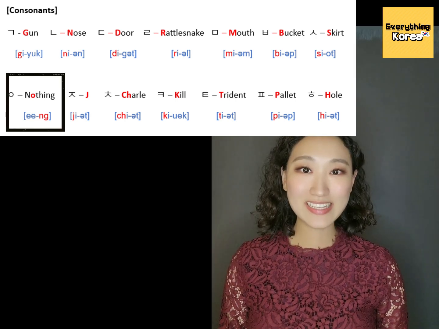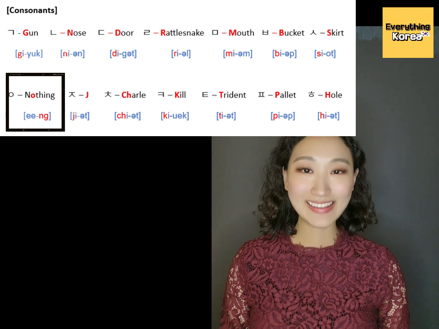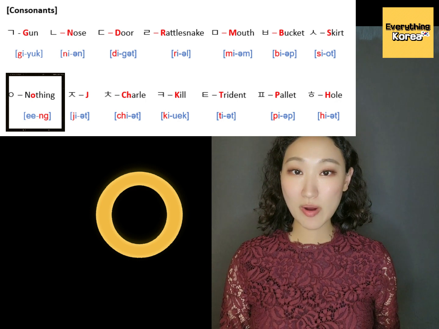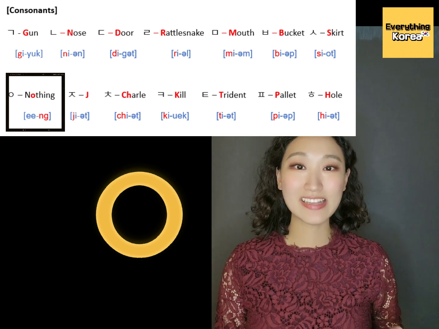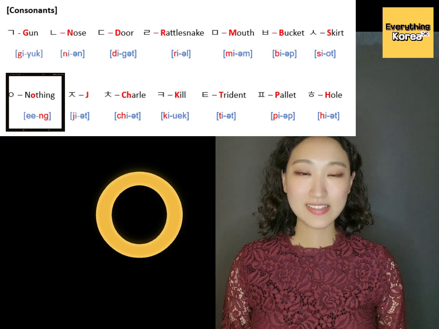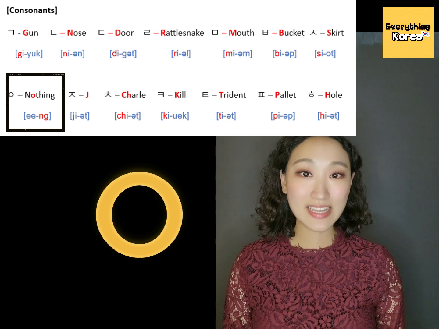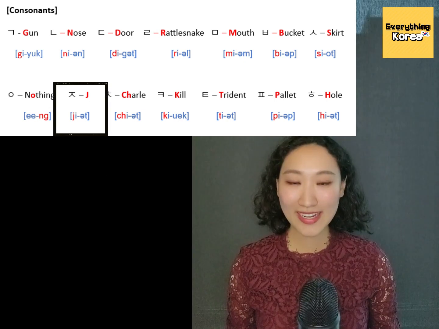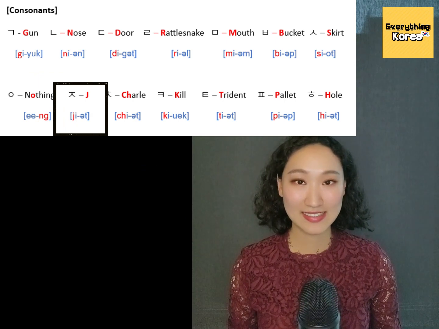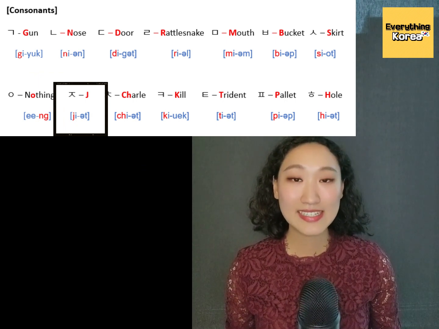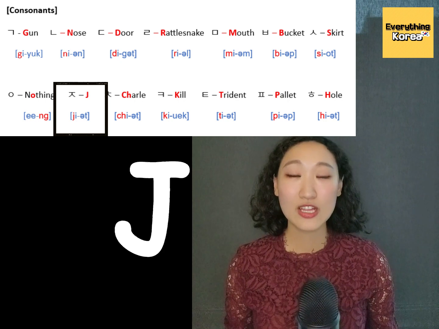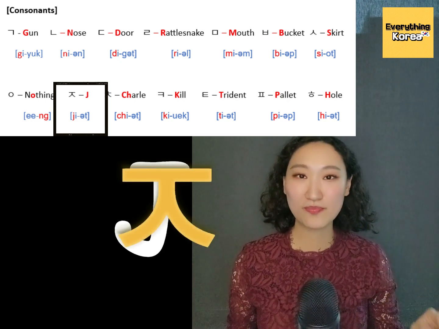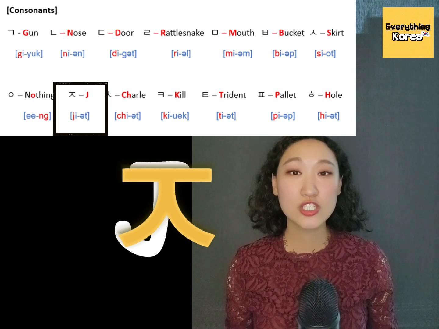Next one is 이응. This one looks like 0 and actually indicates there is nothing. So this is called a silence consonant. Next one is 지읒. It looks like a J with a little tail. So remember the J sound.